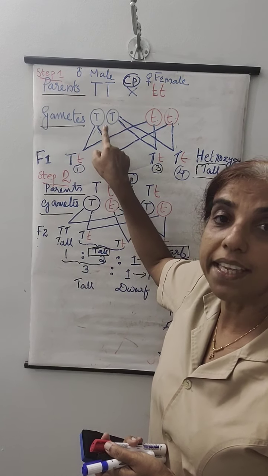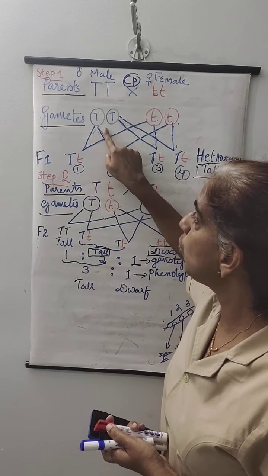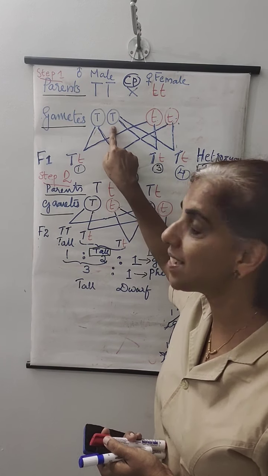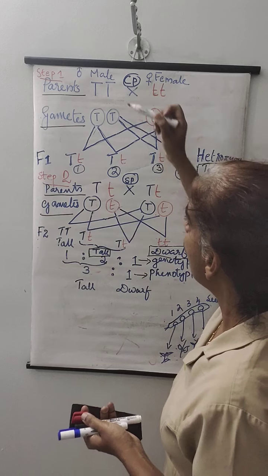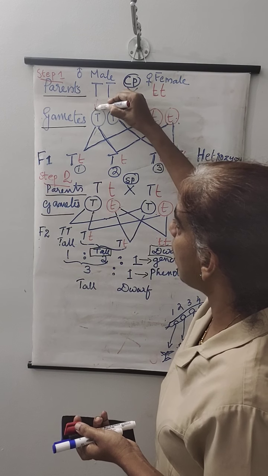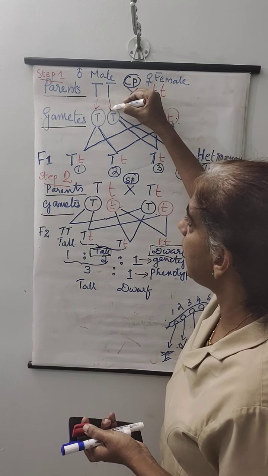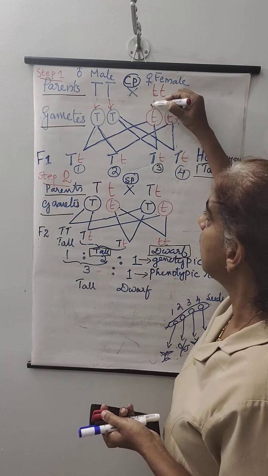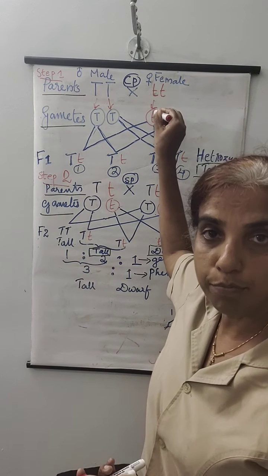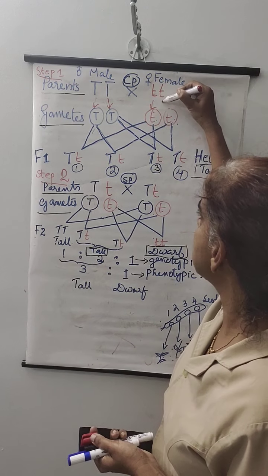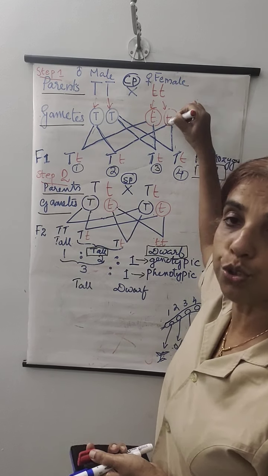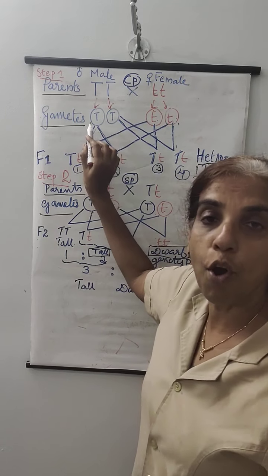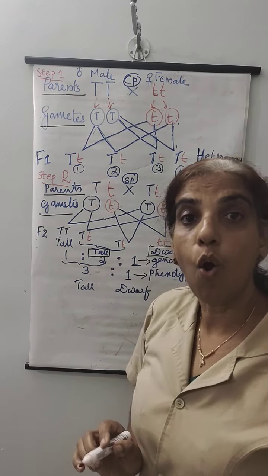Second is the gametes. Gametes are always written in a circle. So here 2 gametes are produced, because one allele will come to one gamete, the other allele will come to the second gamete. Here also the same thing. The first allele will come to the first ovule, and the second allele will come to the second ovule. So we have got 2 pollen grains and 2 ovules.